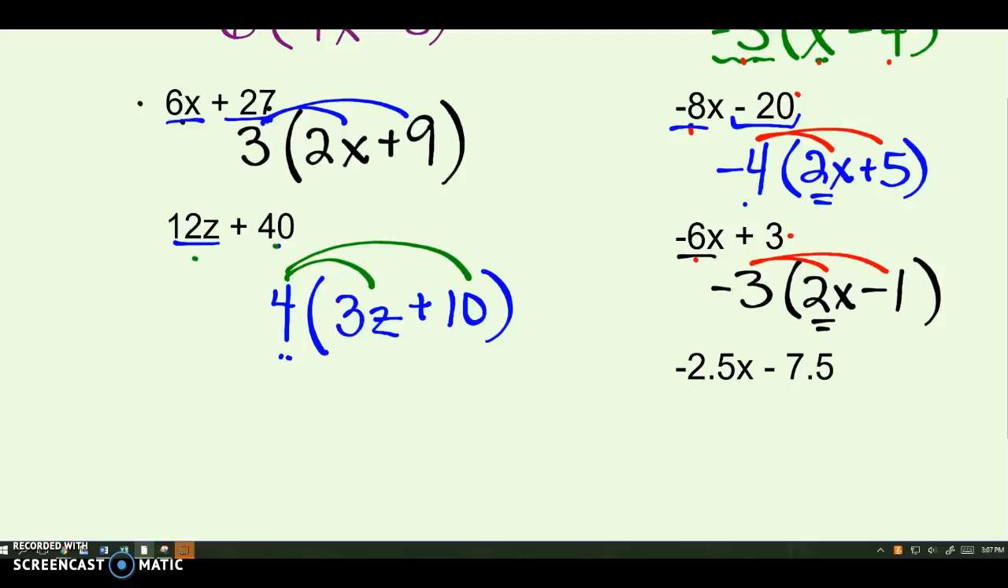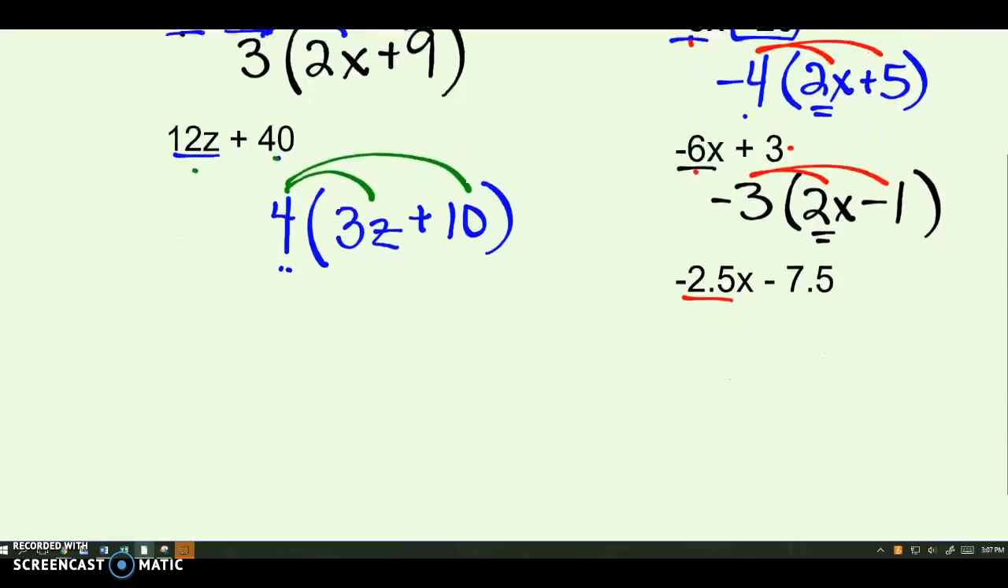All right, and this last one, I have a decimal out front, but that's okay. Let's see if that decimal, 2.5, does that go into 7.5? So let me think. I got 2.5. If I'm counting by 2.5s, 2.5 plus another 2.5 plus another 2.5. Yeah, it goes into 7.5. So it looks like I can pull out the negative 2.5.